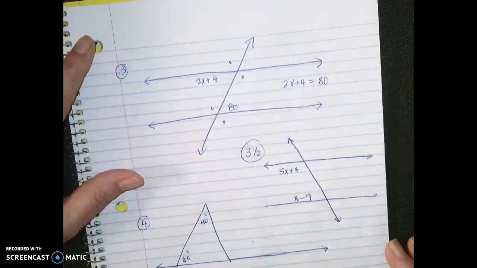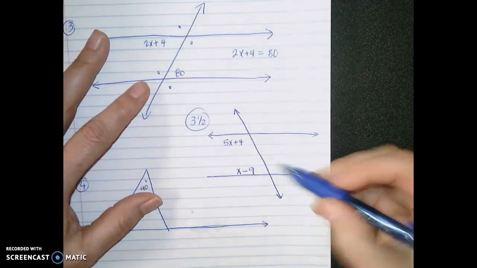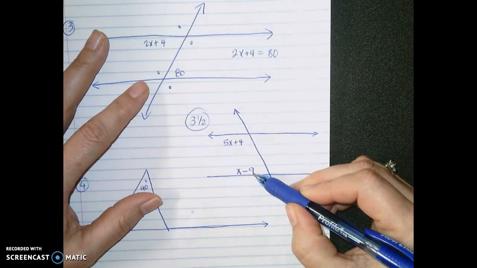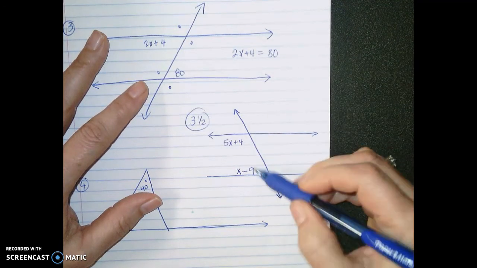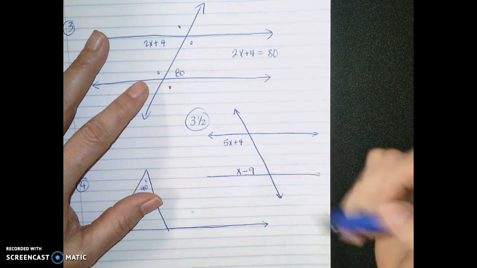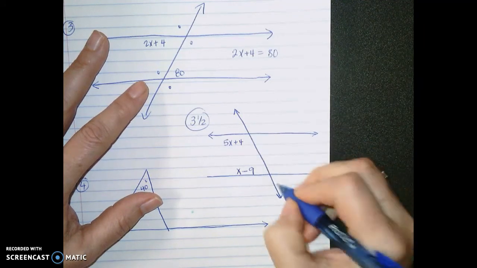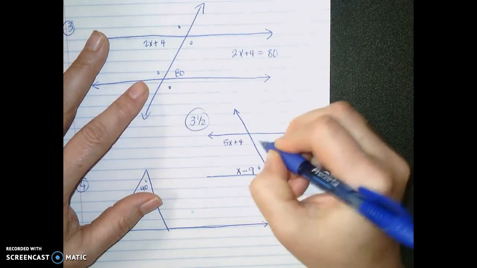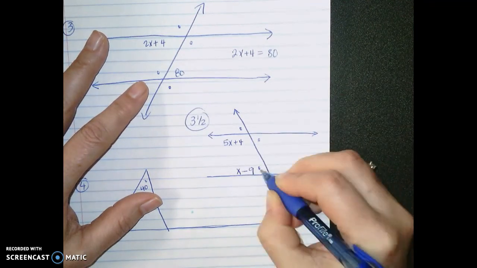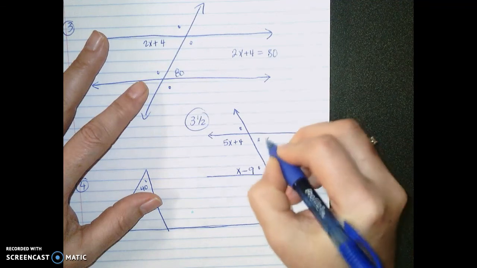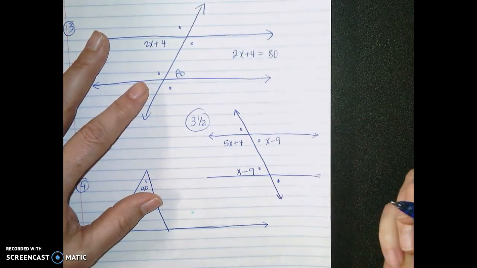Question 3.5. What if I know this angle is x minus 9 and this one here is 5x plus 4? Remember, these are interior angles and they are side by side. They're adjacent. So if I put a dot here to represent patterns, I know this one is x minus 9, this one's x minus 9. That makes this one x minus 9. Now I need to solve for x.